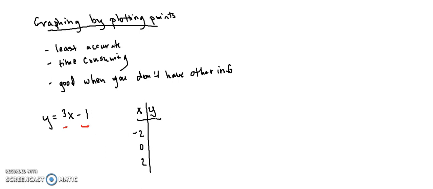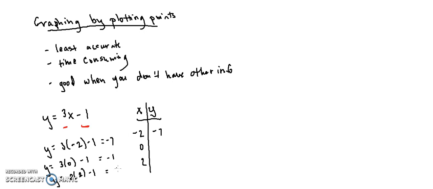And all we do is we plug this into our equation over here. So when we plug in -2, we're going to get -6 minus 1 is -7. And when we plug in 0, we're going to get 0 minus 1 is -1. And when we plug in +2, we're going to get 6 minus 1 is 5. Oops, sorry, I forgot to fill these in. Okay, so we get our points, and we plot our graph.